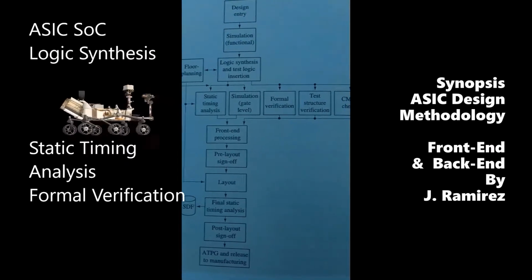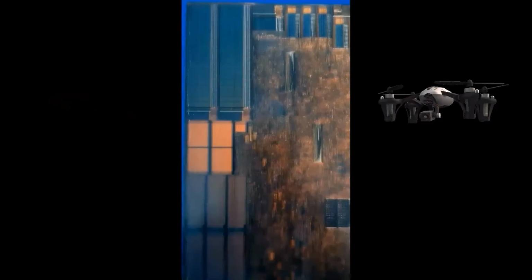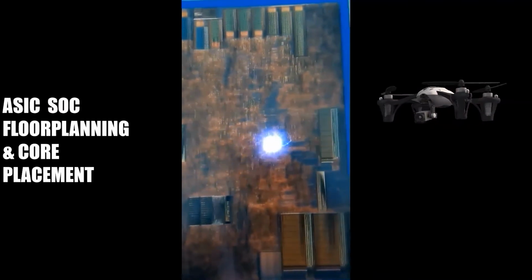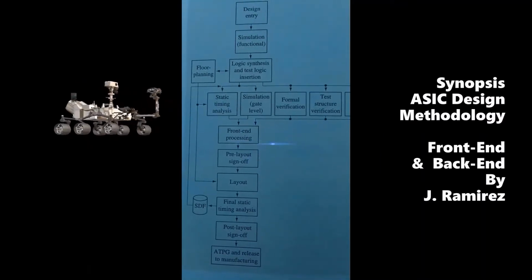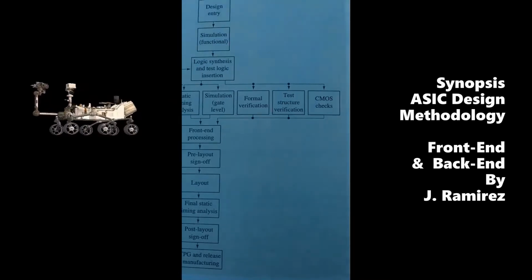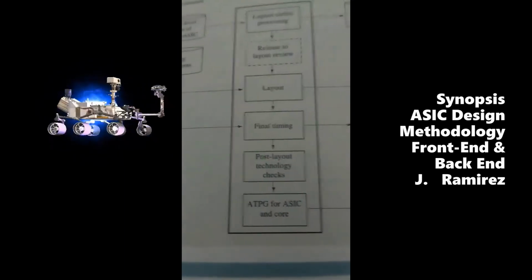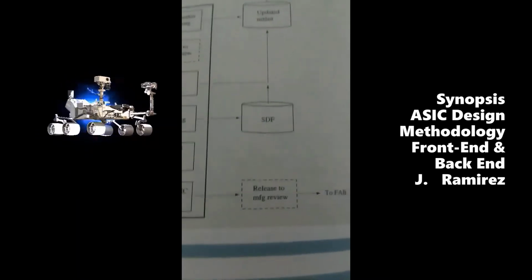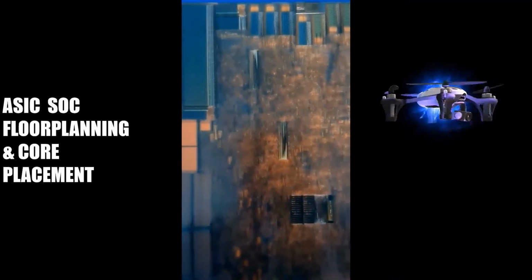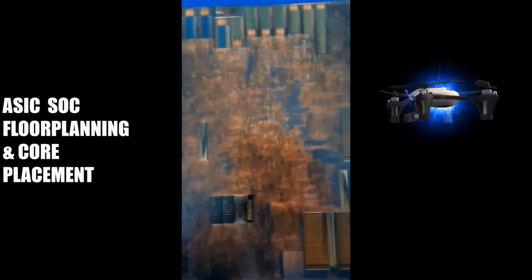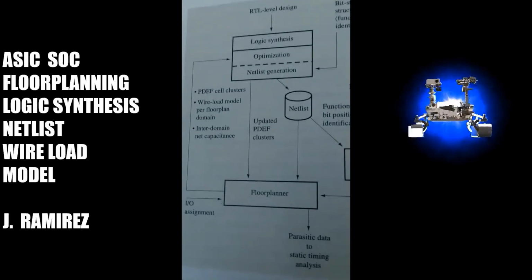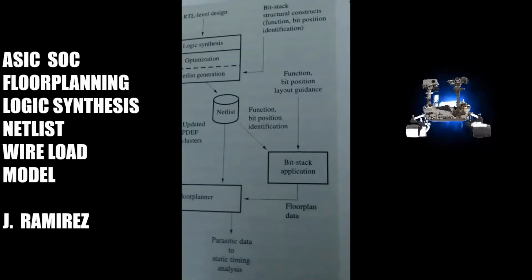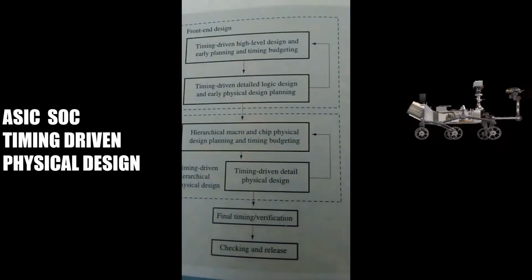A quick synopsis about the ASIC design methodology, which consists of design entry, simulation, functional simulation, logic synthesis and test logic insertion, static timing analysis, simulation, gate level, formal verification, test structure verification, CMOS checks, floor planning, front-end processing, pre-layout, layout, final static timing analysis, post-layout, and ATPG and release to manufacturing.